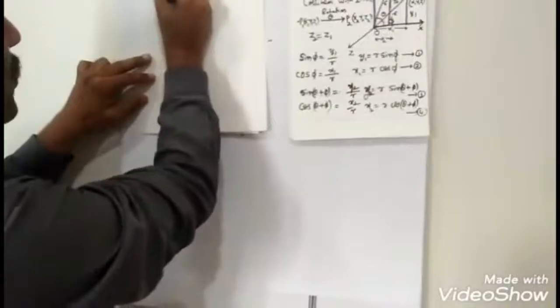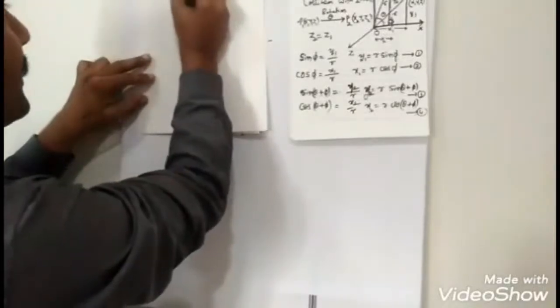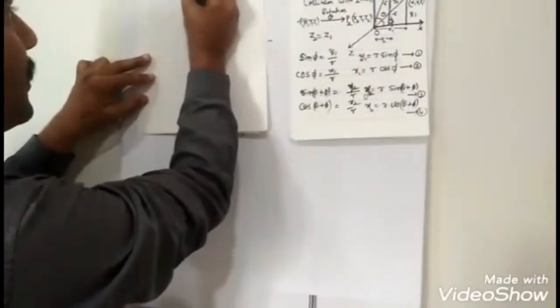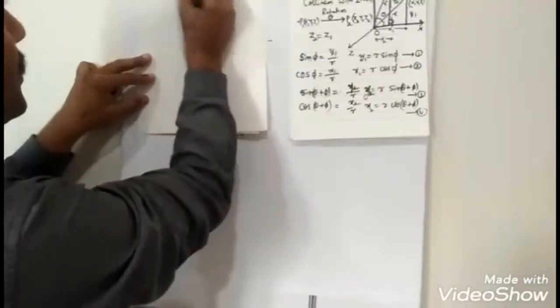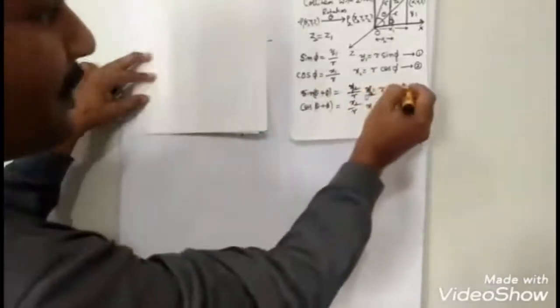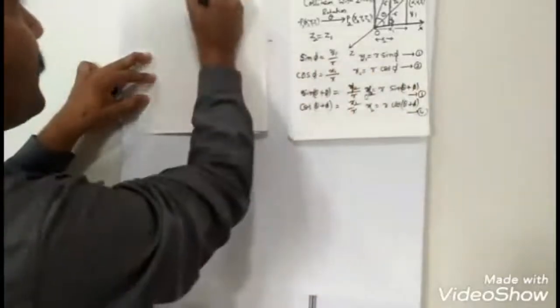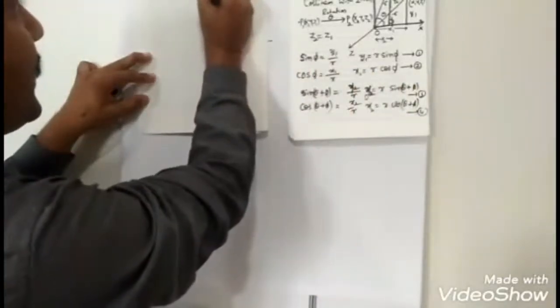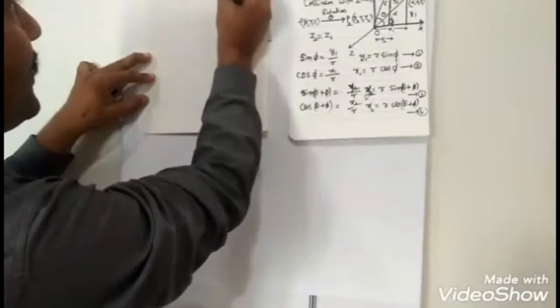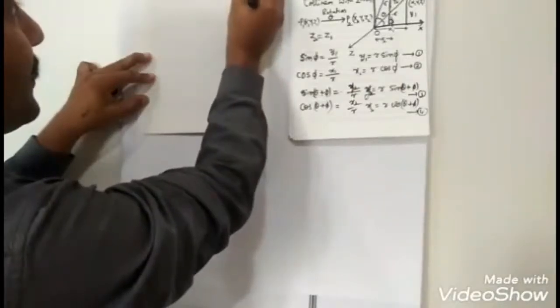So now we'll go for the y2. What is the value of y2? From equation number 3, y2 is equal to r sin theta plus pi, that is r into sin(theta plus pi). What is the value of sin(theta plus pi)? Sin(theta plus pi) is equal to sin theta cos pi plus cos theta sin pi.